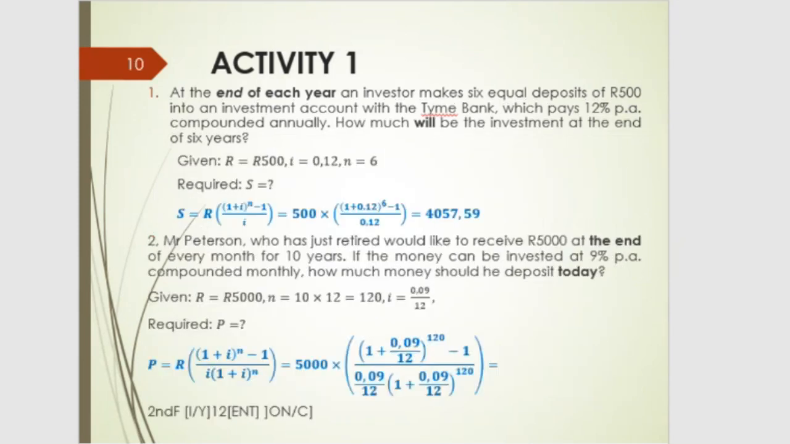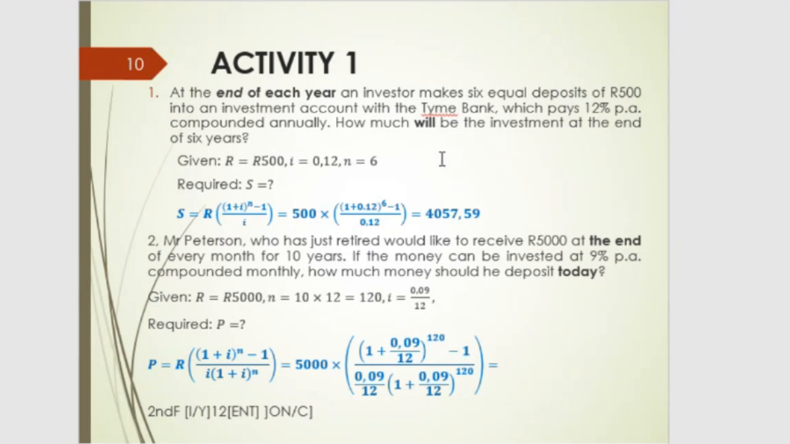The first one that we did says: at the end of each year, an investor makes 6 equal deposits of 500 into an investment account with a time bank, which pays 12% per annum, compounded annually. How much would be the investment at the end of 6 years?